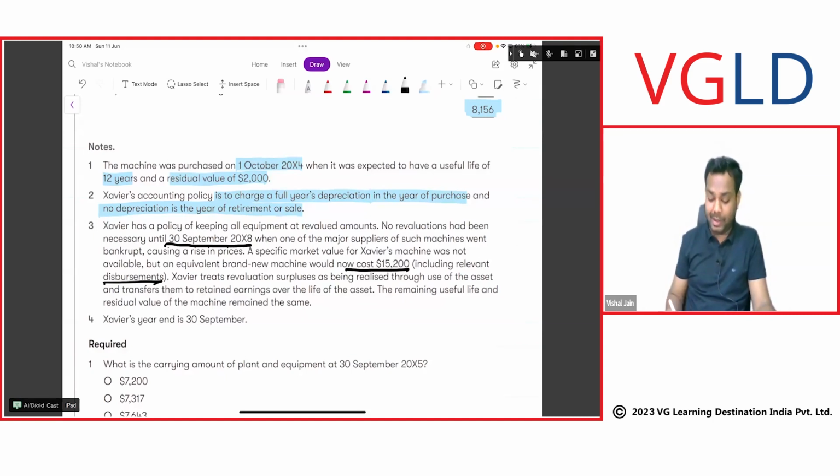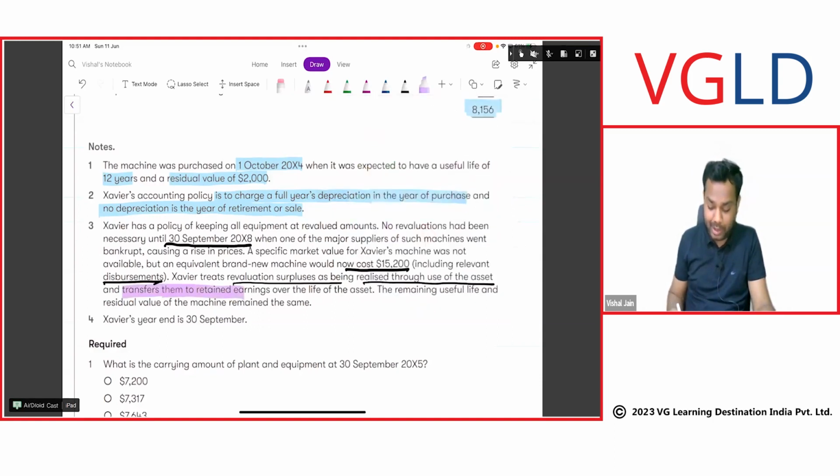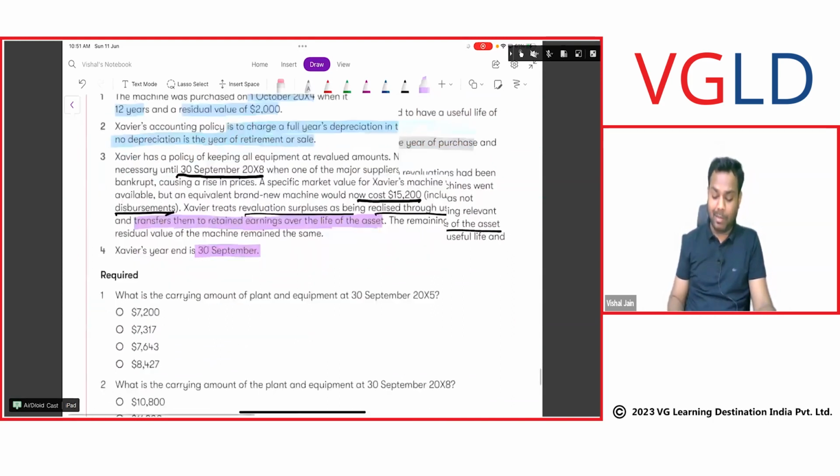Xavier's treats revaluation surplus as being realized through the use of the asset and transfers it to retained earnings over the life of the asset. The remaining useful life and the residual value of the machine remained the same. Year end is 30th September. What is the carrying amount now?